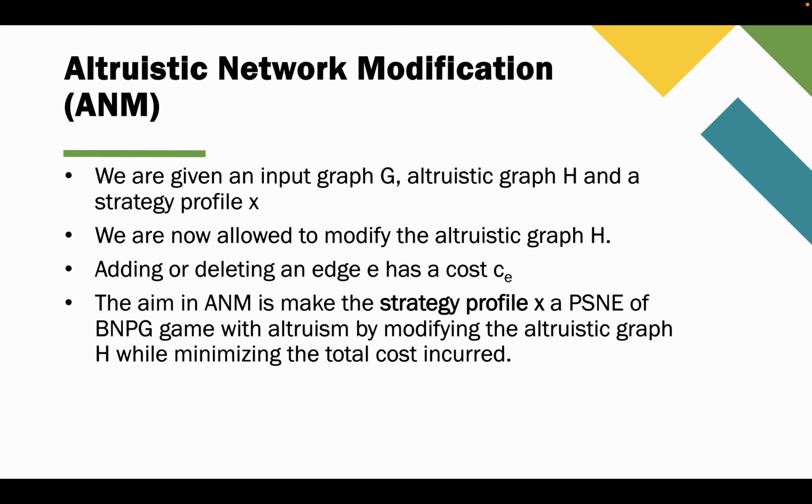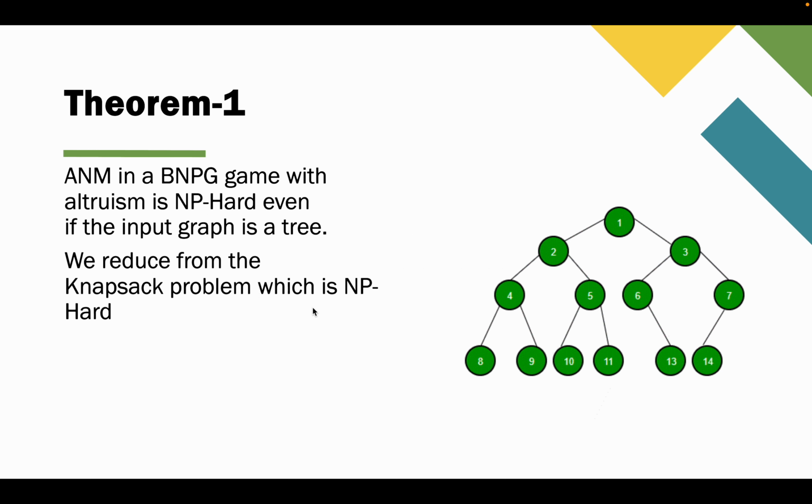The aim here is to make modifications in the altruistic graph and make a target profile X a PSNE, or if it is not possible, then say no. And you should do this by minimizing the total cost incurred. So typically we assume that it is possible to make it a PSNE. In that case, you have to do it by minimizing the total cost of adding and deleting edges. So we have some set of results here.